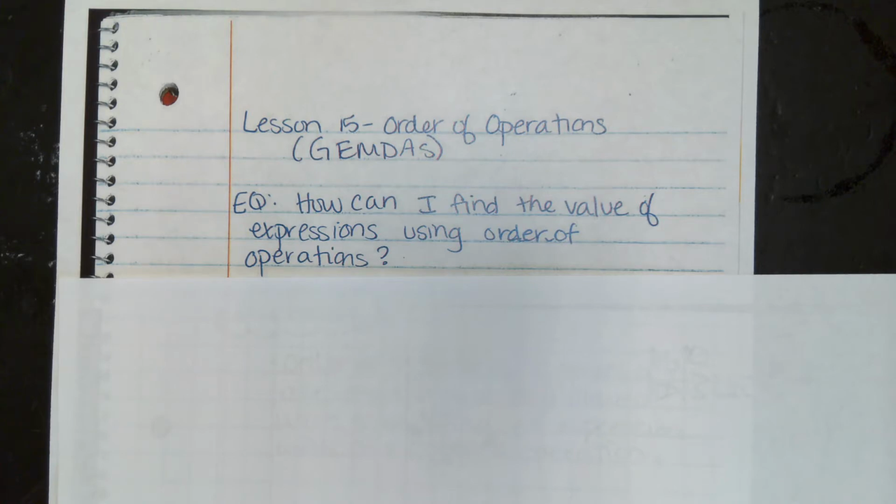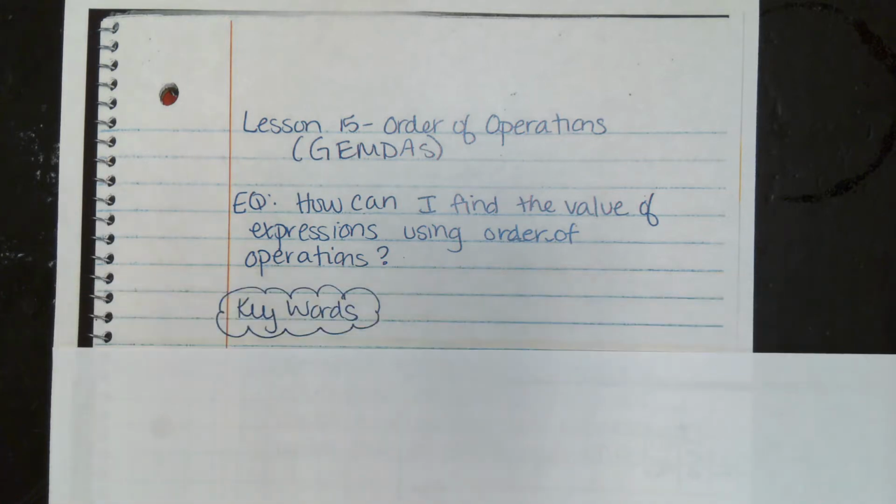Let's get this started. To begin with, how can I find the value of expressions using order of operations? Order of operations is something that you'll hear me say very, very frequently throughout the following units that we have, and specifically the acronym GEMDAS. Now, GEMDAS you may have also heard as PEMDAS, but I use GEMDAS, and I'll explain why in just a moment. Our essential question for today, once again, is how can I find the value of expressions using order of operations? Let's get this started.